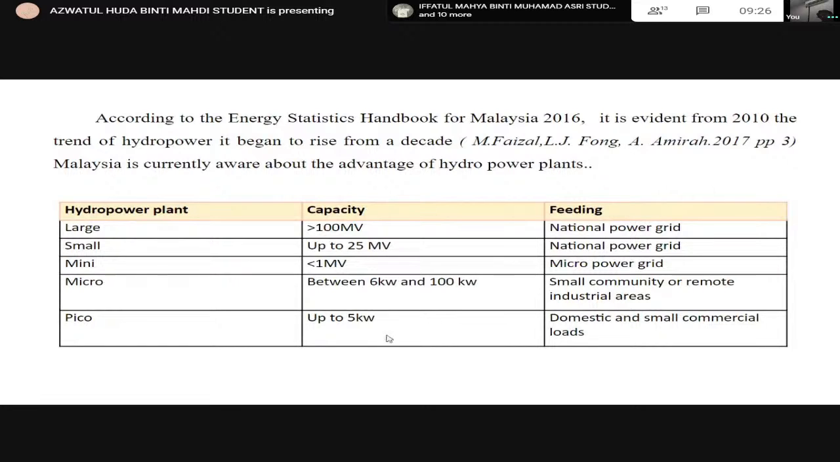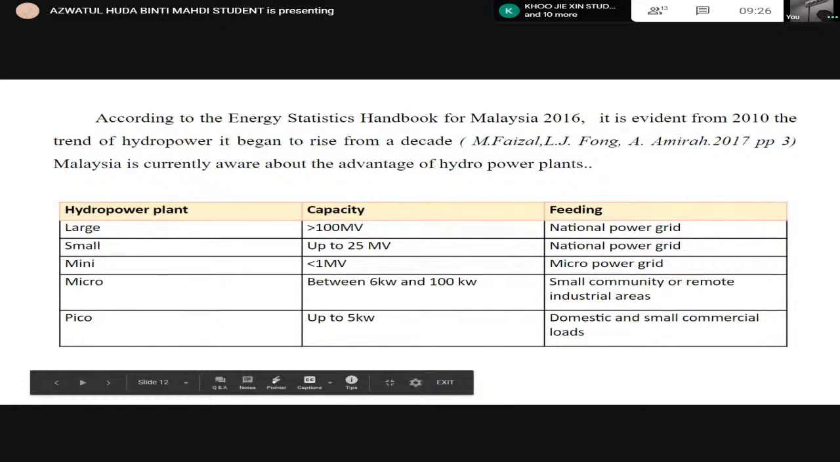So basically, for hydropower plants, there are a few types, which are large, small, mini, micro, and also pico. This type of hydropower plant depends on the capacity of the river that can generate the electricity. Okay, next.